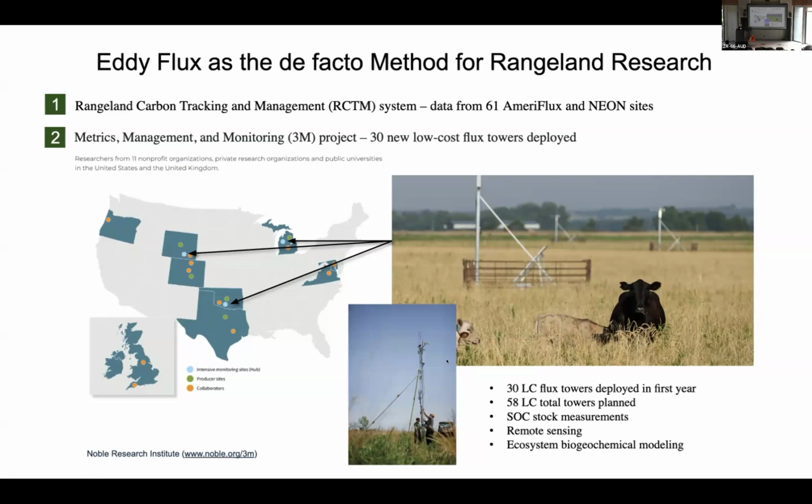So this study, the 3M study, has currently deployed 30 of these low-cost towers, with plans to probably roughly double that. And to note, they are doing this in combination with other measurements like SOC stock measurements, so standard soil sampling combined with elemental dry combustion, and also combining with remote sensing and ecosystem modeling.